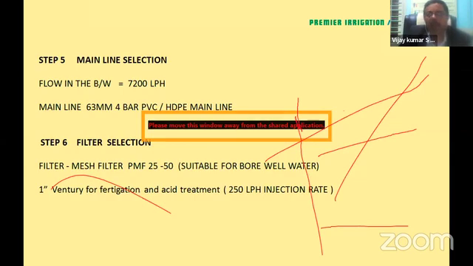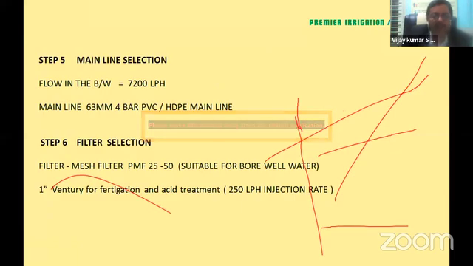So this is a borewell, and this is a system which is going to have an online drip irrigation system. So generally we recommend you to go for a mesh filter or a screen filter, which is most suitable and most economical. And in order to apply the fertilizer, we can go for a 1-inch venturi, so that you can have the acid treatment done, and also we can apply the water soluble fertilizers. So this covered the design part.